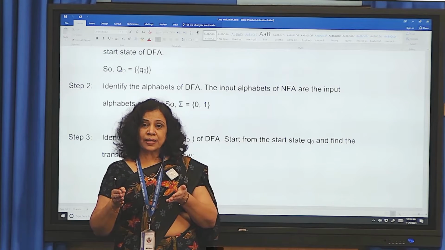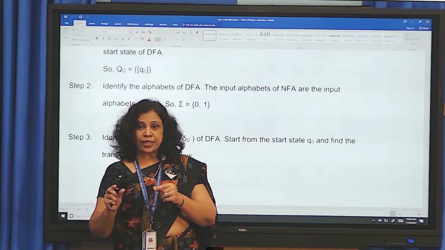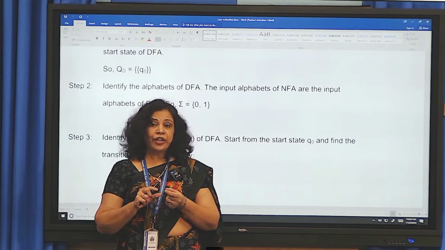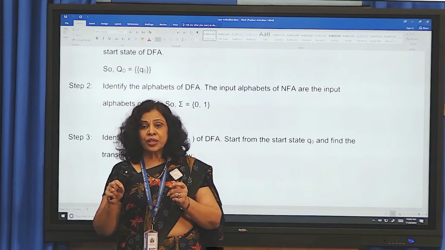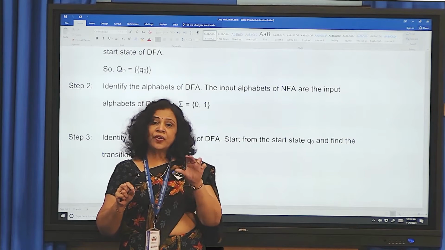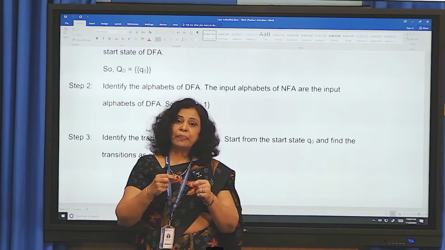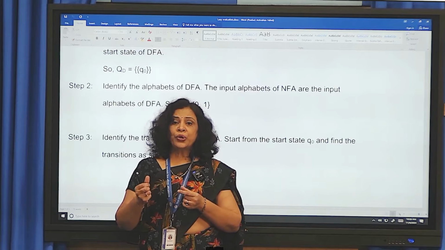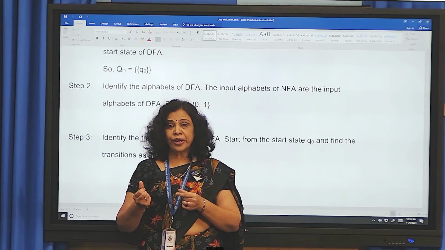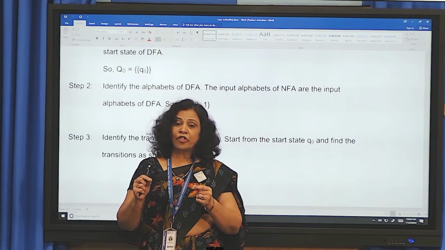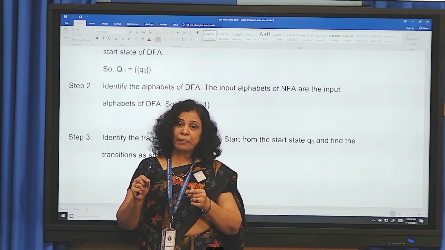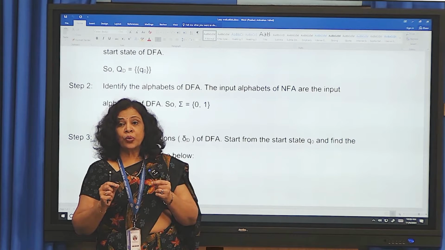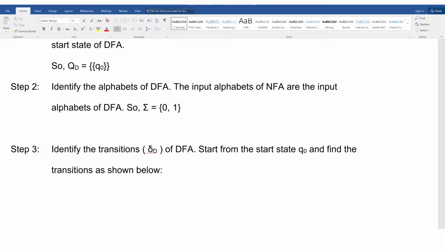After making the transition, we will get two states, right? If those two states are already existing in QD, we won't do anything. If those two states are not existing in QD, we will add them to QD. So we will repeat the same step till we reach a place where no new states are found. Once transitions have been applied to all the states, we will reach a point where there are no new states. At that time we stop.